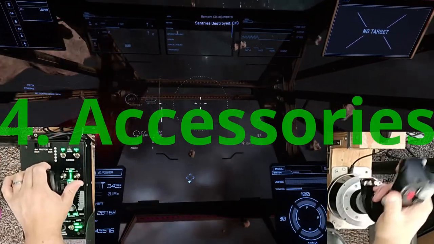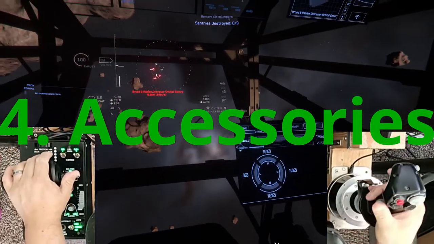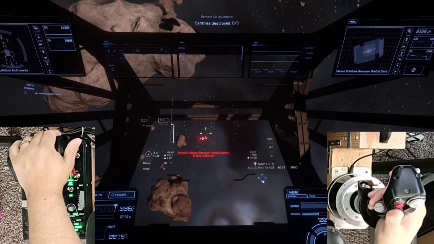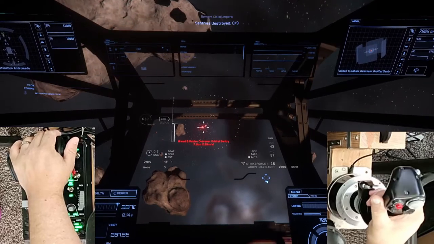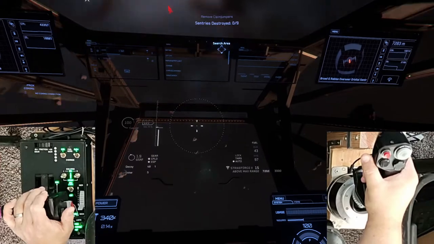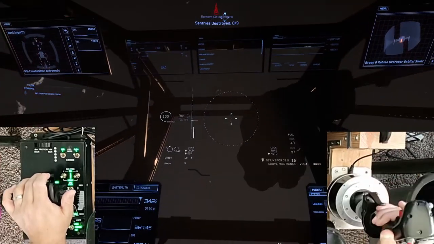Number four is accessories. The Warthog is one of the most common higher-end sticks on the market. Because of this, there's a lot of accessories available from third parties to make the Warthog better. There are scroll wheels and analog sticks for the throttle, and there are extensions for the stick, different springs, mounts, and more.